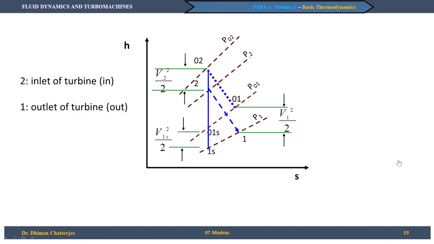Now, I will quickly talk about the representation of these processes for gas or steam handling machines on an hs plot or a Ts plot.